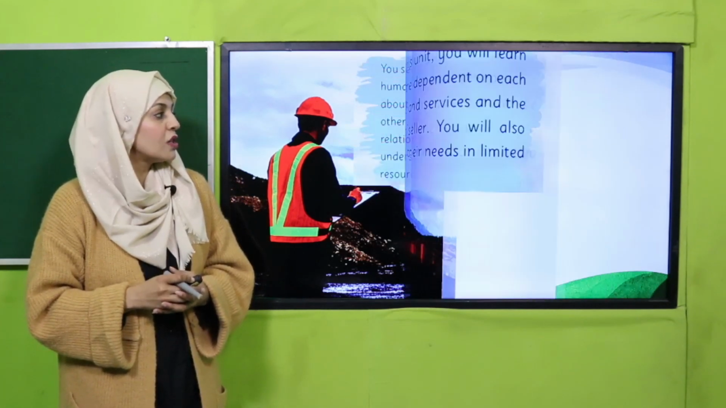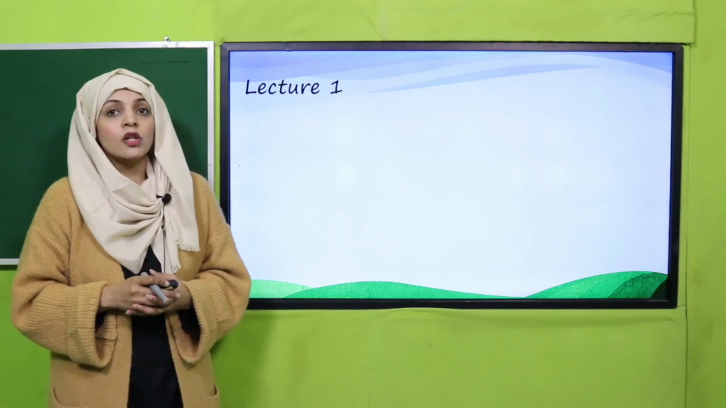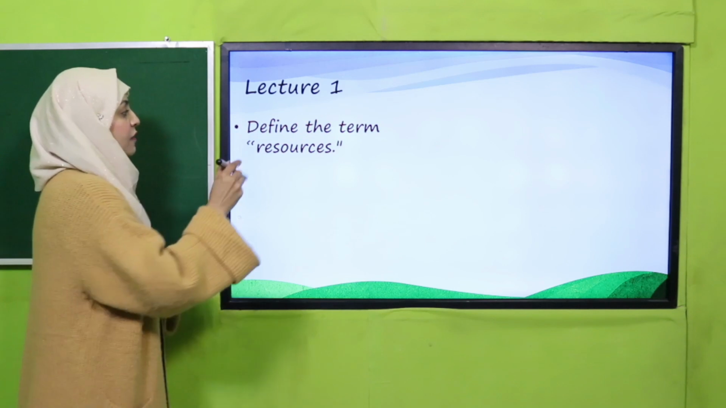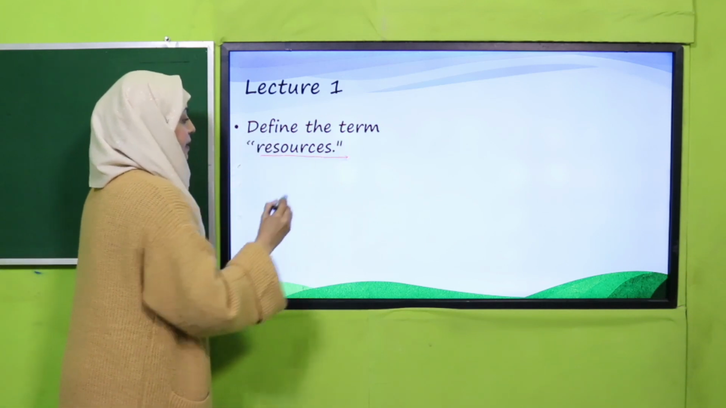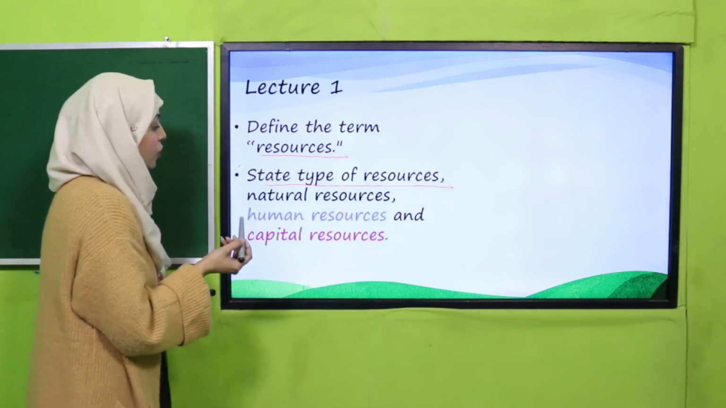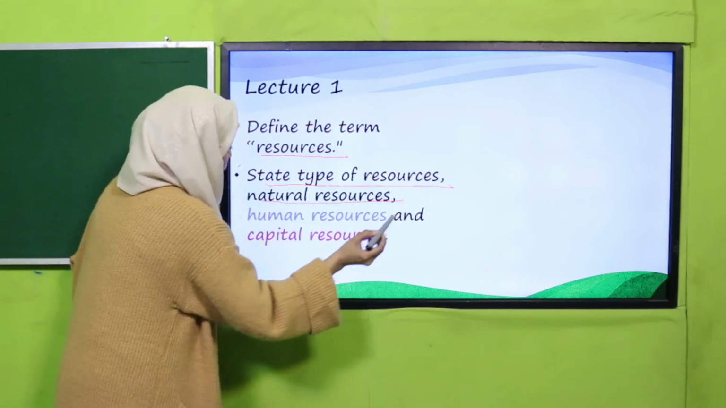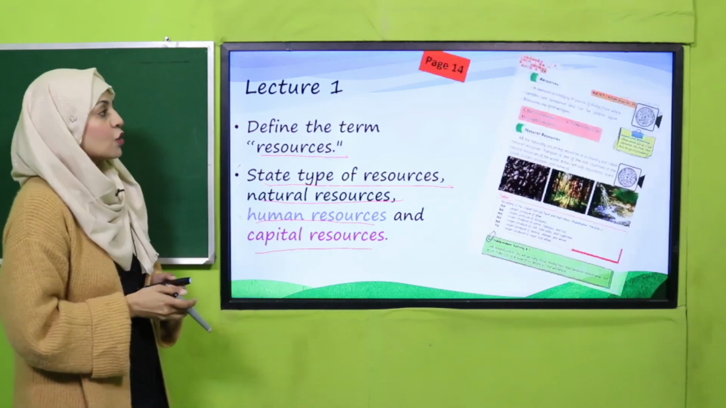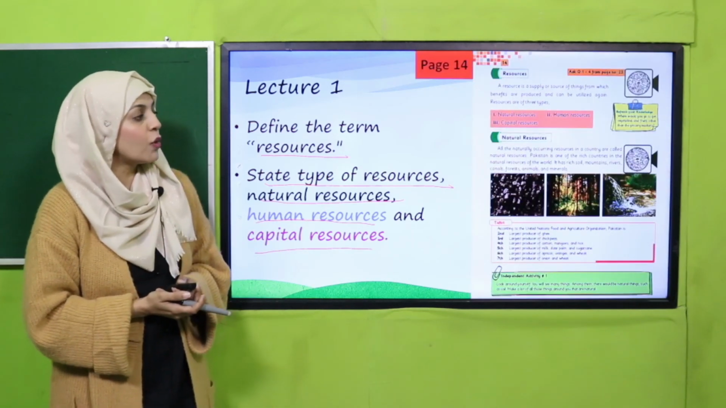So my dear students, from here we will move forward towards lecture number 1. When we start lecture number 1, we will define the term resources. We will also state the types of resources: natural resources, human resources, and capital resources. The page that is included is page number 14.